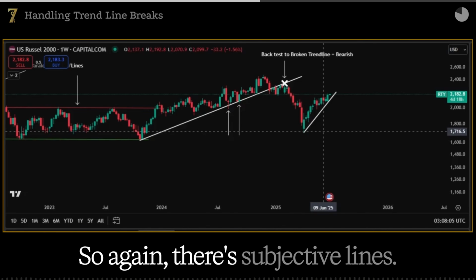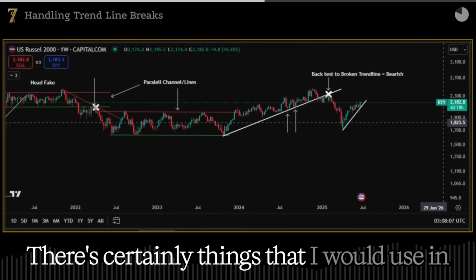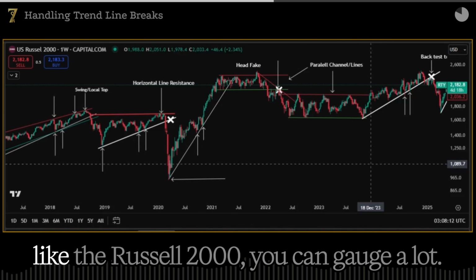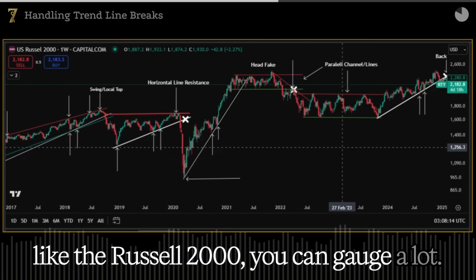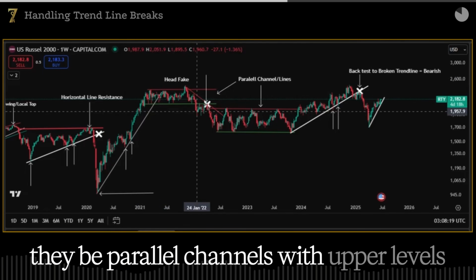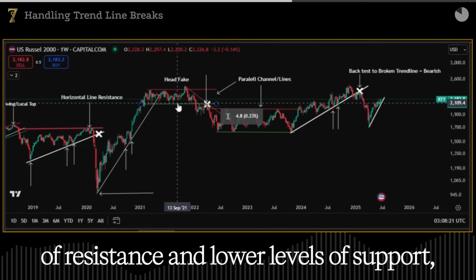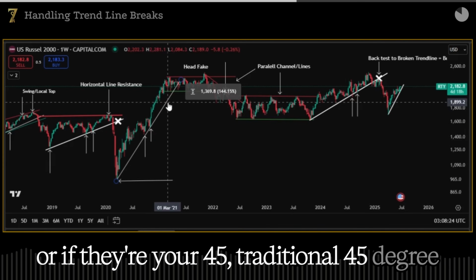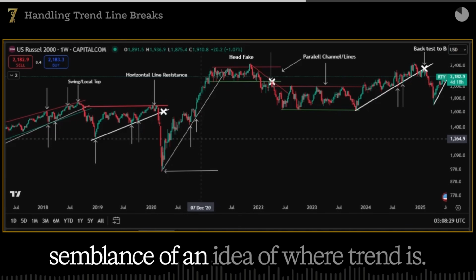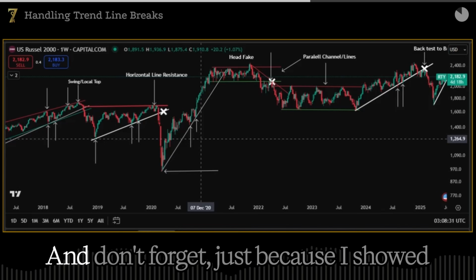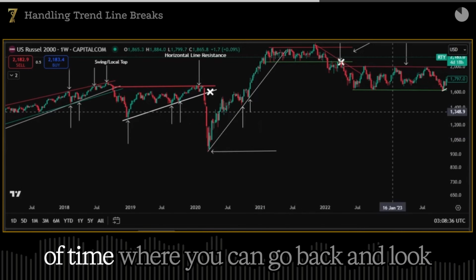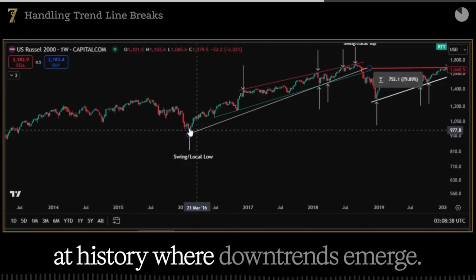So again, there are subjective lines. There's certainly things that I would use in conjunction with other indicators. But when you just take a look at a weekly price chart like the Russell 2000, you can gauge a lot by just overlaying simple lines, whether they be parallel channels with upper levels of resistance and lower levels of support, or if they're your traditional 45-degree angled lines that provide the user with some semblance of an idea of where trend is. And don't forget, just because I showed a lot of uptrends here, there are periods of time where you can go back and look at history where downtrends emerge.